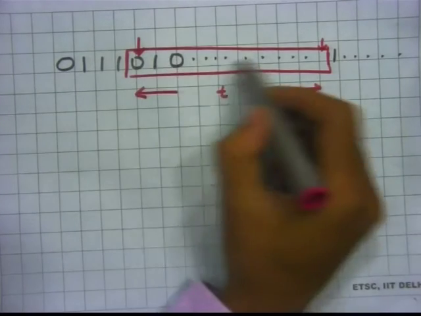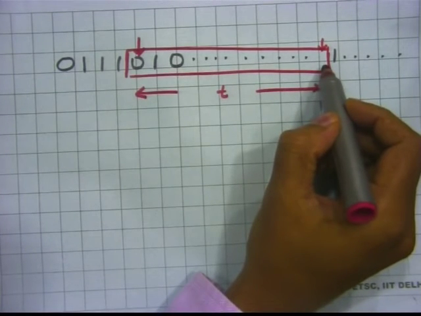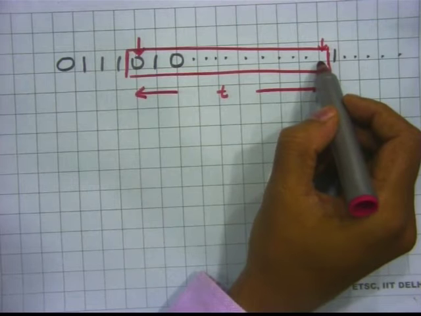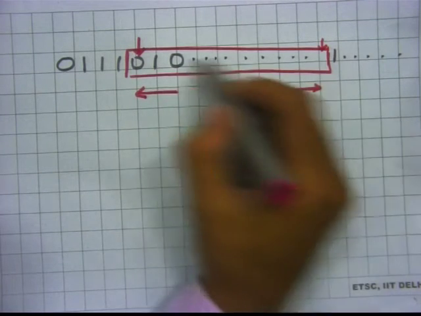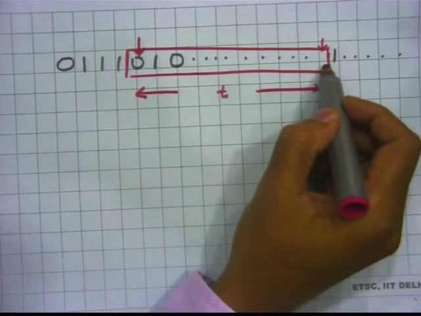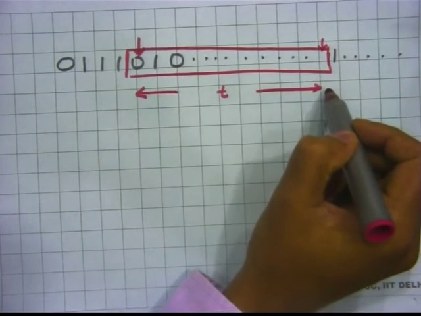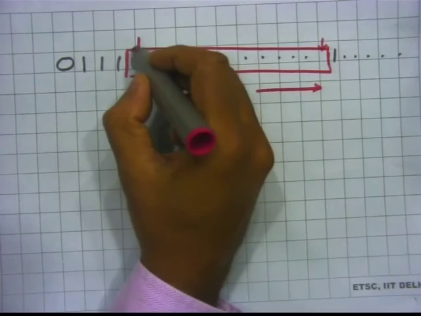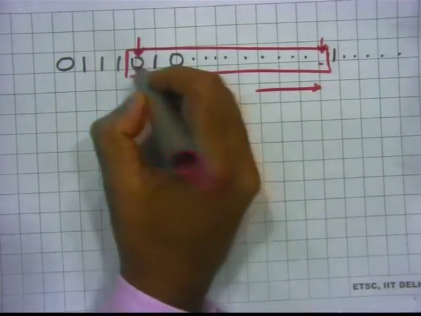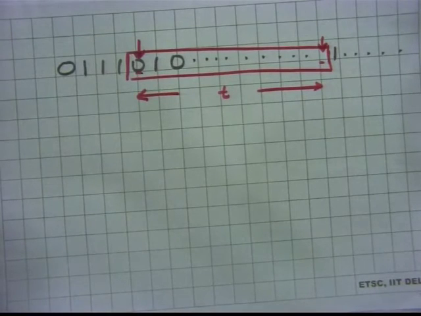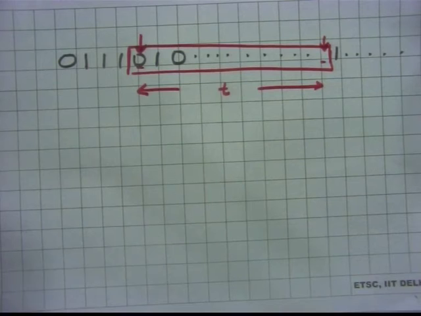So, all of them can be in error. Your code should be able to correct that, or detect that if it is designed to do so. Or maybe alternate bits are in error, but the stretch is of length t, and necessarily the first one and the last one must be in error. This is how we define a burst of length t. So, we come back to our slides.